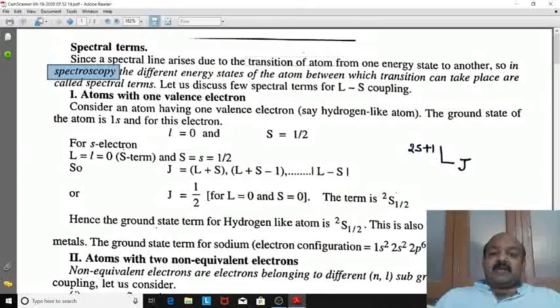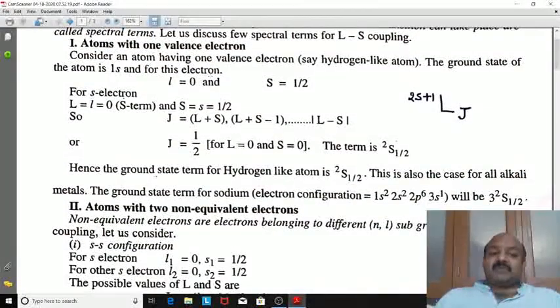Here, when we study a transition of an atom from excited state to ground state in spectroscopy, the various states of the atom are represented with the help of spectral terms. So, to study the various spectral terms, we will discuss different cases one by one.